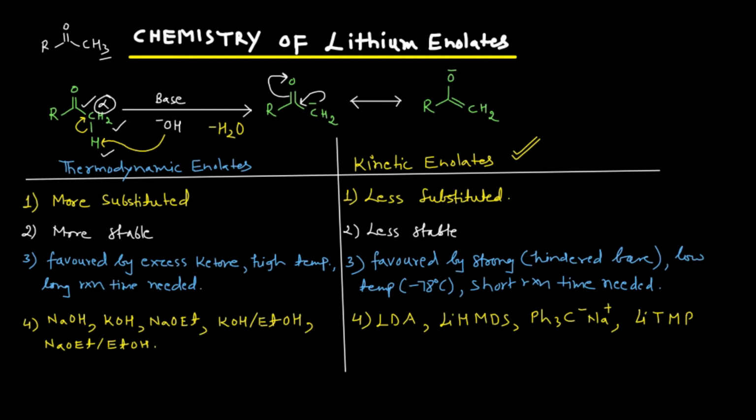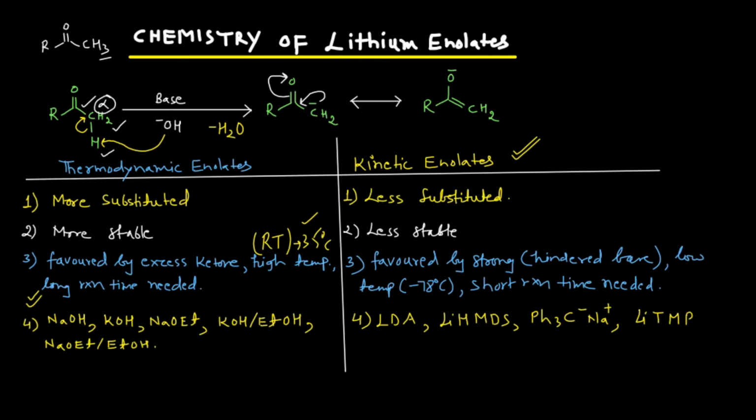High temperature means you will do your reaction at RT, that is room temperature, or it may go up to 35 degrees. So 25 to 35 degrees centigrade is required to form the thermodynamic enolates, and a long reaction time is needed for this. Please remember, a long reaction time is needed to form the thermodynamic enolate. This is something very important.